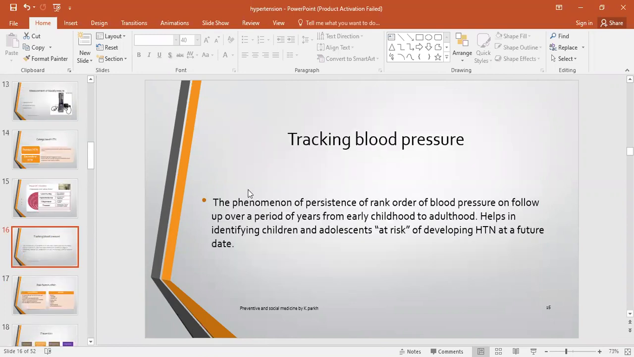Tracking blood pressure. This is the phenomenon of persistence of rank order of blood pressure on follow-up over a period of years from early childhood to adulthood, which helps in identifying children and adolescents at risk of developing hypertension at a future date.